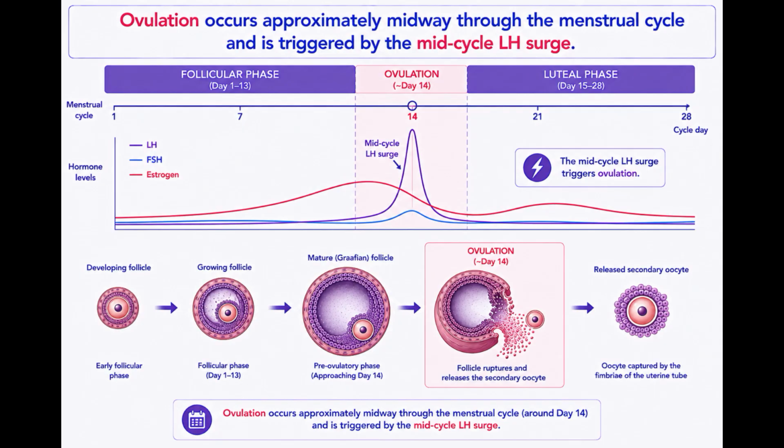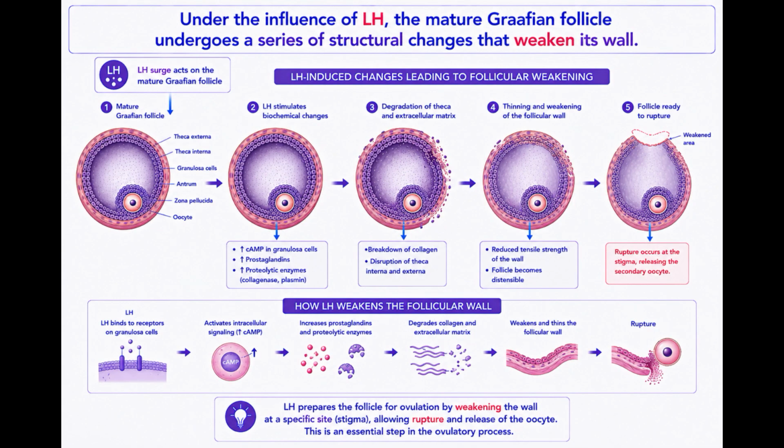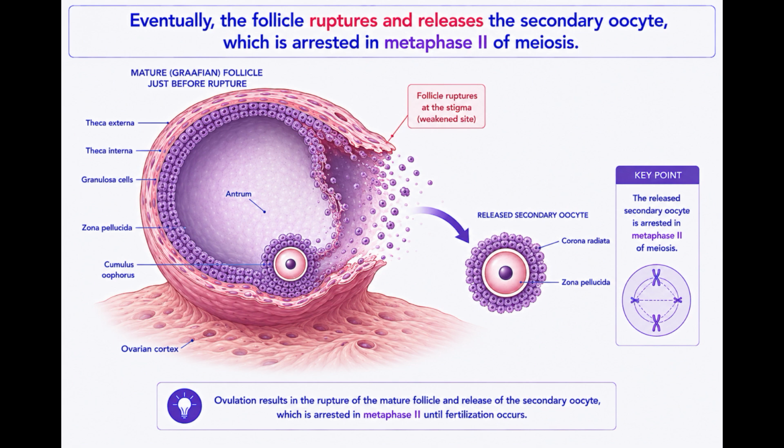Ovulation. Ovulation occurs approximately midway through the menstrual cycle and is triggered by the mid-cycle LH surge. Under the influence of LH, the mature Graafian follicle undergoes a series of structural changes that weaken its wall. Eventually, the follicle ruptures and releases the secondary oocyte, which is arrested in metaphase 2 of meiosis.